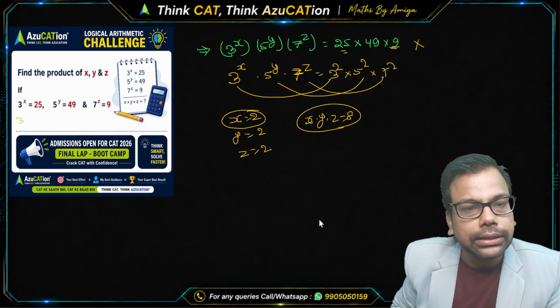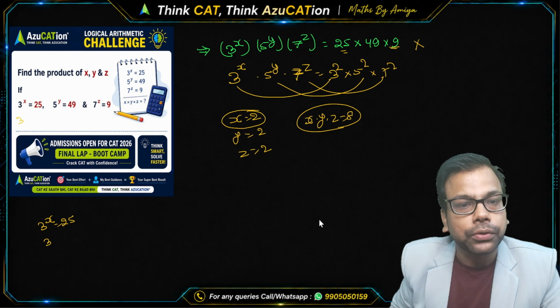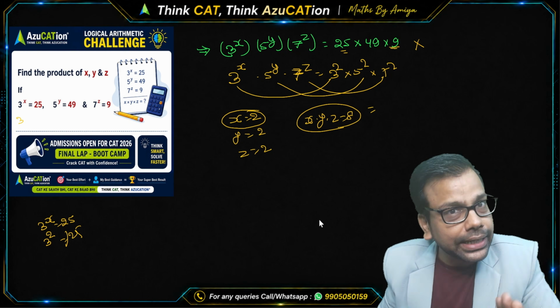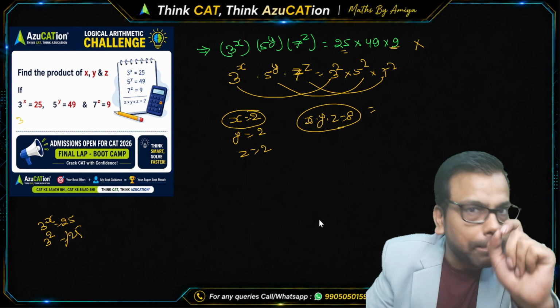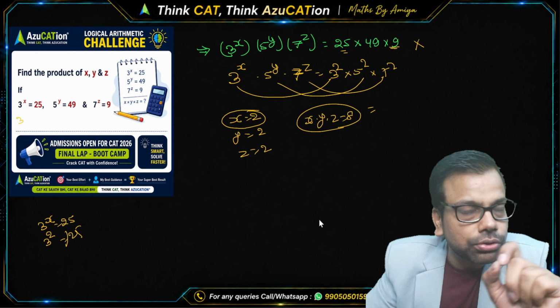So we can say 3 raised to power x is equal to 25. That is condition number 1. So we put x is equal to 2. We get 25? No. So the answer might be correct, but the method is wrong. We do not solve like this.